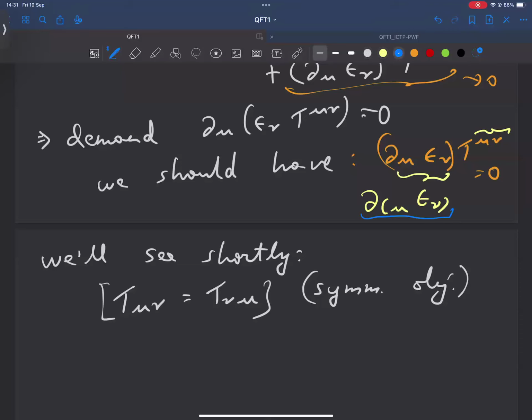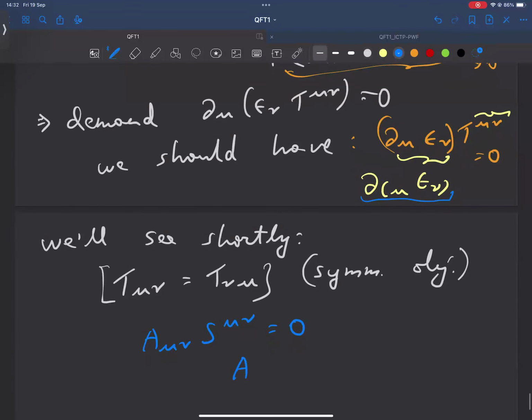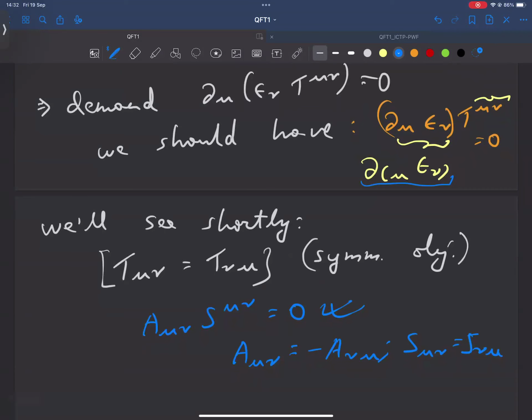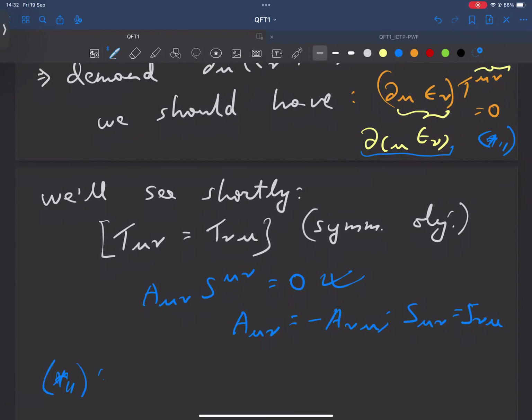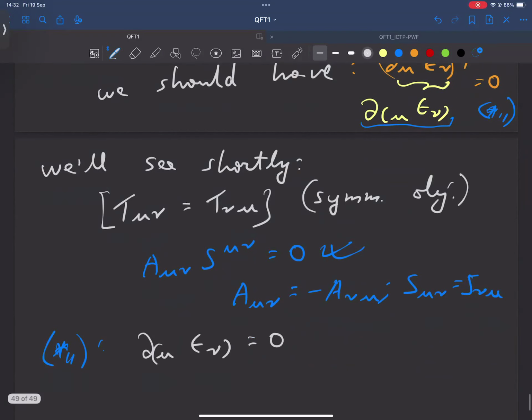Okay. Otherwise, as you know, summing symmetric and antisymmetric objects gives you 0. So if this is the case, then this is 0. That means you get a symmetric action of derivatives on the epsilons. So it means condition, let's call it star 11, will be satisfied when these space-time dependent vectors with this symmetry are 0. Okay. And if you expand this out, this just means del mu epsilon nu plus del nu epsilon mu is 0.